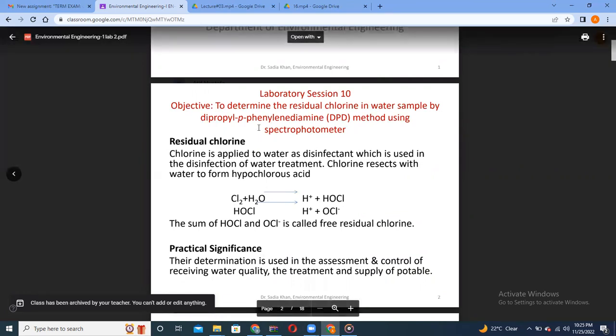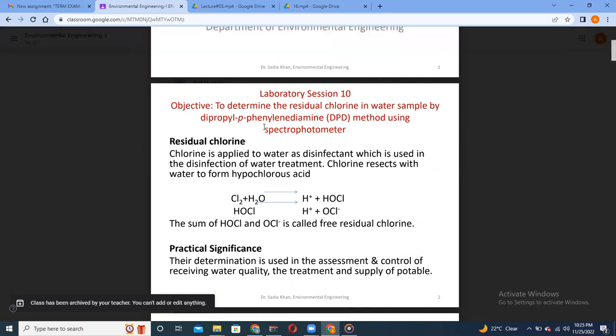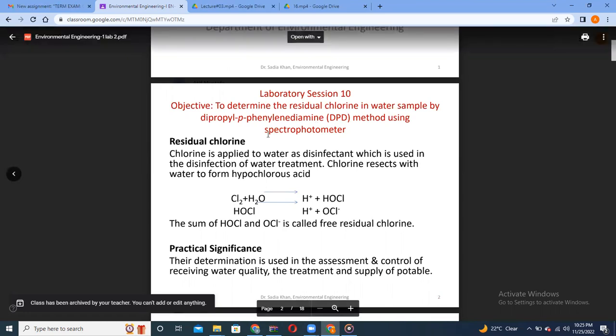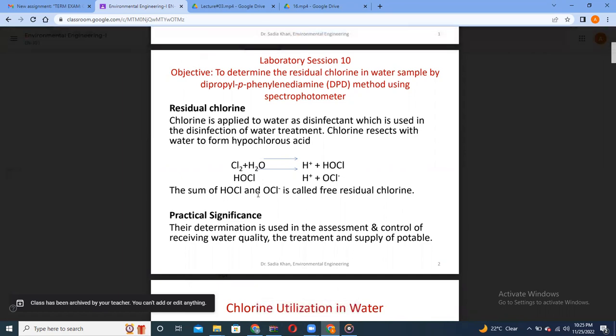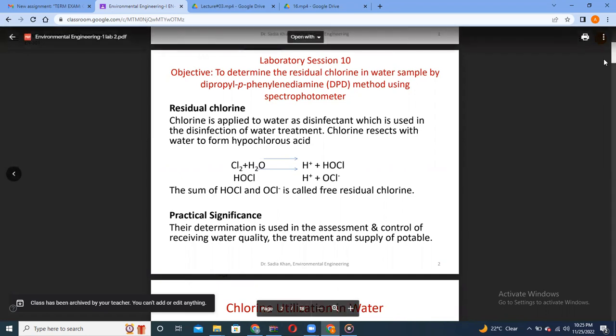by N,N-diethyl-p-phenylenediamine, DPD in short, method using a spectrophotometer, in which we have these two reactions that are interchangeable. The sum of HOCl and OCl is called free residual chlorine.